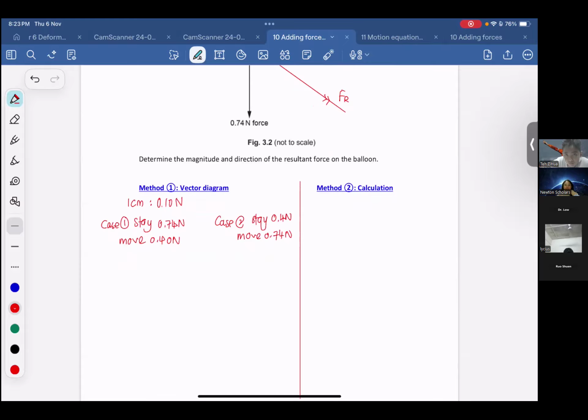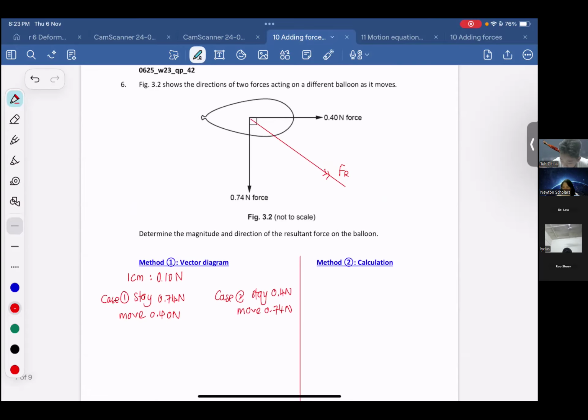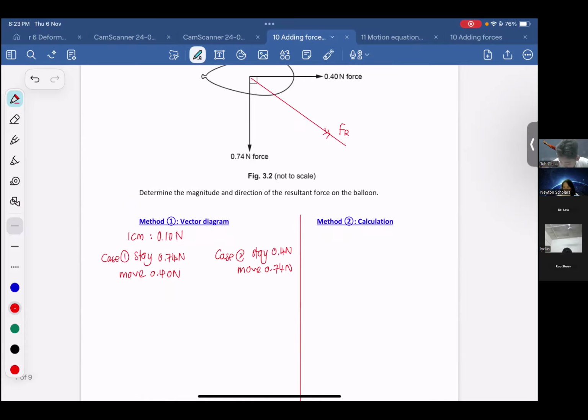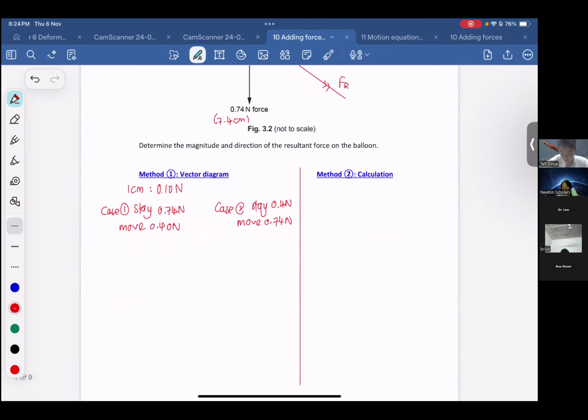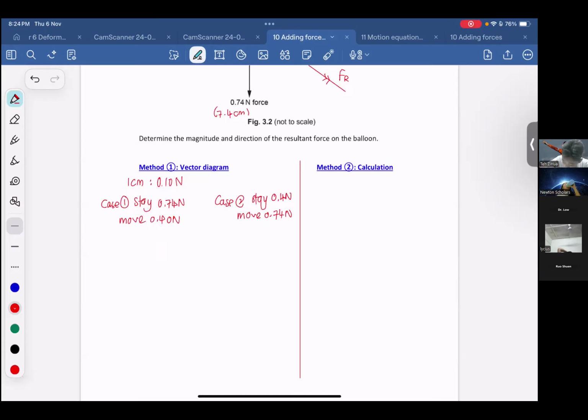Can you try and then tell me what your resultant force is? Try. Take out your pencil. First, you start with 0.74, so you draw 7.4 cm. Draw it downwards. Then you move 0.4 after the 0.7, continuing by 0.4. So what is your resultant force? Measure, and then you tell me. I will show you the answer, but I want you to try first.